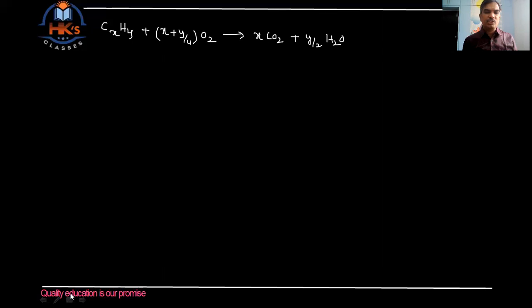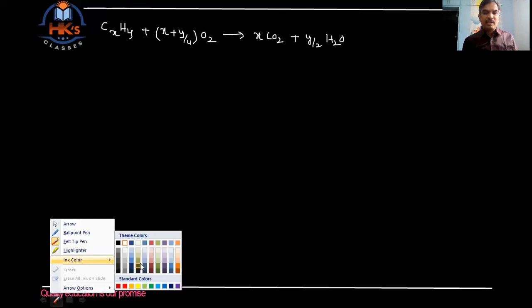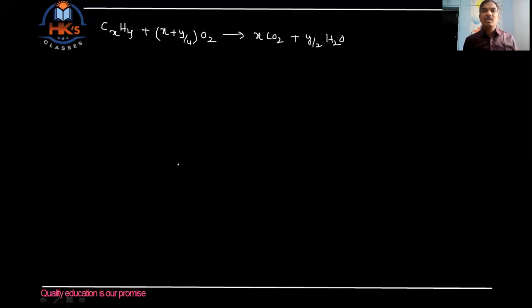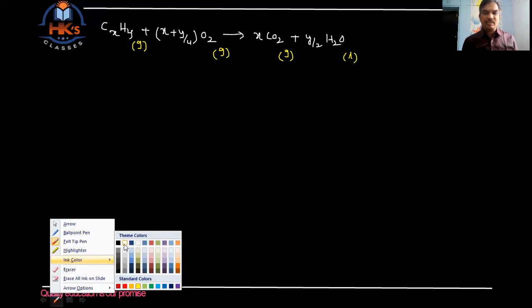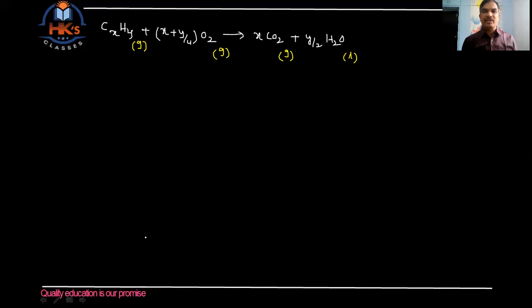Just assume they have given the conditions as room temperature. As you know, a hydrocarbon is generally a gas, and I'm taking it as a gas. Oxygen is also a gas, and CO2 is also a gas. As I told you, we have taken it at room temperature, not at the experimental condition. Therefore, water will be liquid. Since we are taking all these at room temperature, standard conditions.